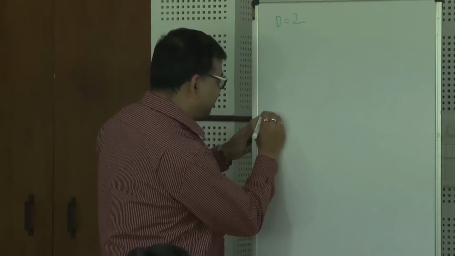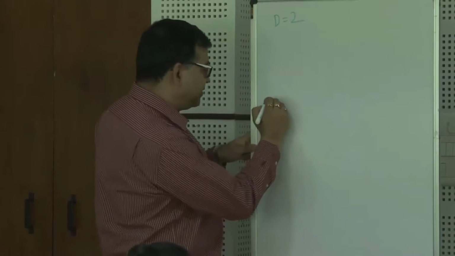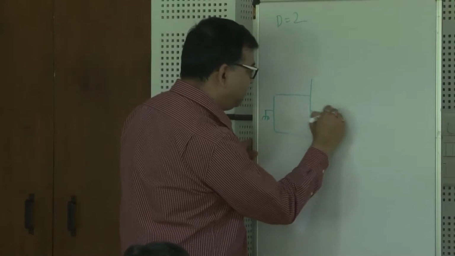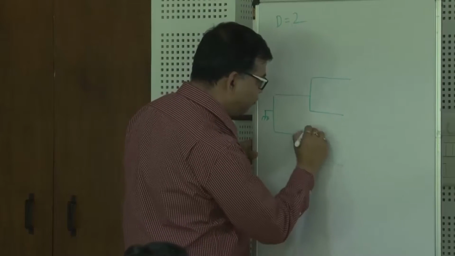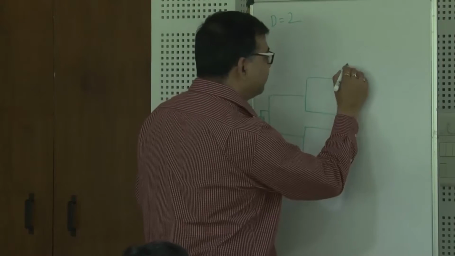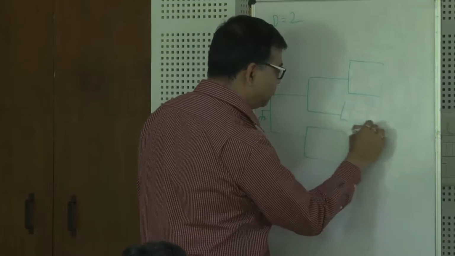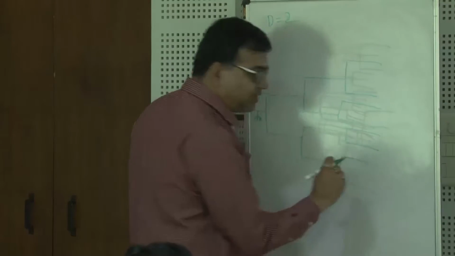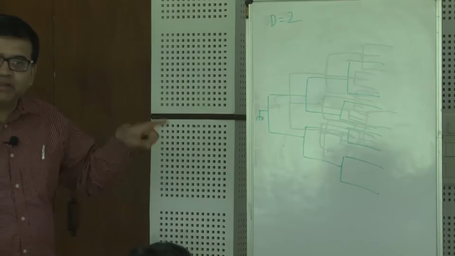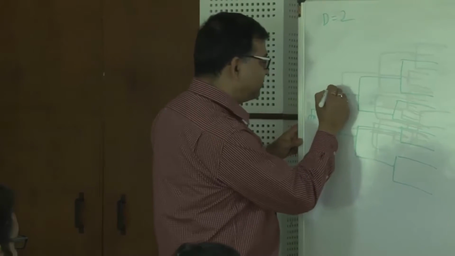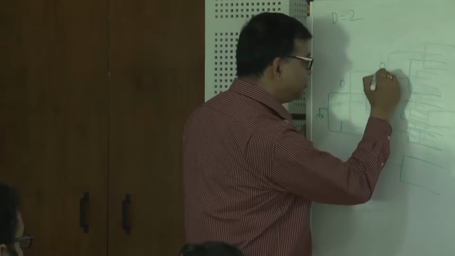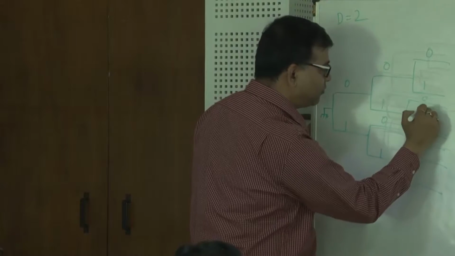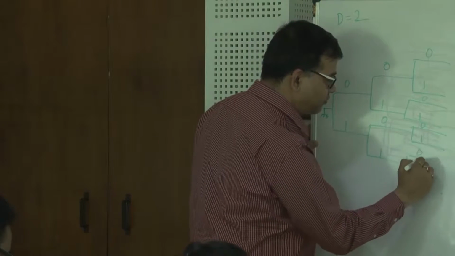So, we start with a root here, we make 2 leaves, that is depth 1. We make 2 leaves here, 2 leaves here, that is depth 2. We make 2 leaves at each of these nodes, that is depth 3. Now, let us label the branches: 0, 1, 0, 1, 0, 1, 0, 1, 0, 1, 0, 1, 0, 1.